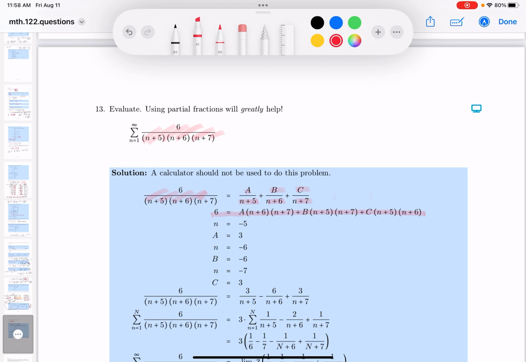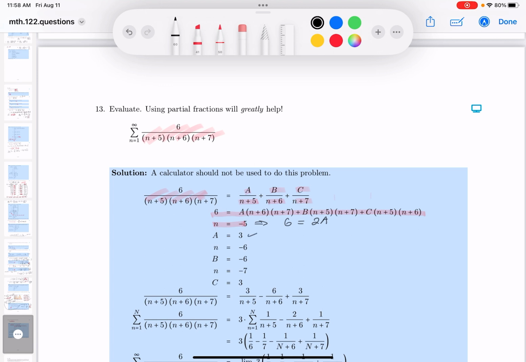Then you pick an easy number. I want to point out the numbers that we're picking over here. When you pick n equal to minus 5, let me just go through that with you. Well, you're going to get 6 on the left. Two of the three terms on the right side disappear, and what are you going to get? Well, if you put in minus 5, it would be 1 times 2, so it's 2A. And if you get 2A, that means A would have to be equal to 3.